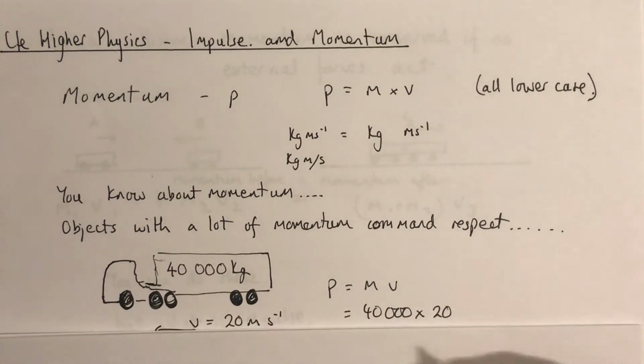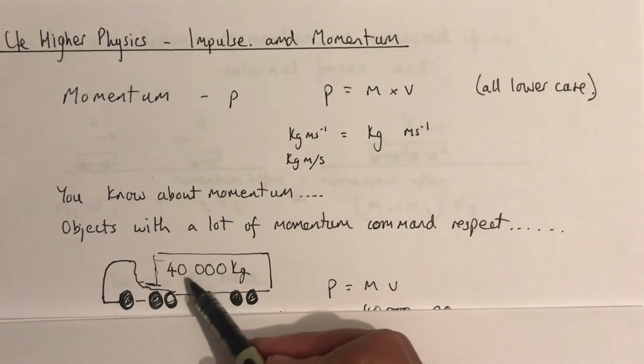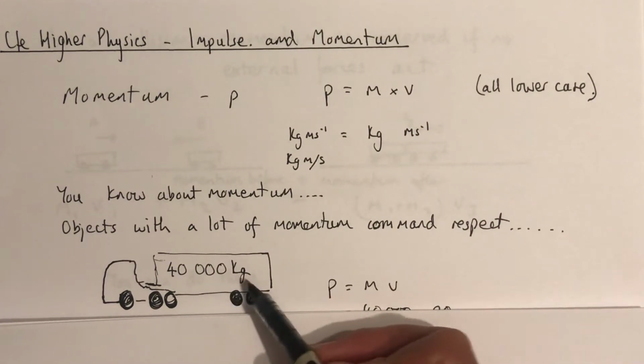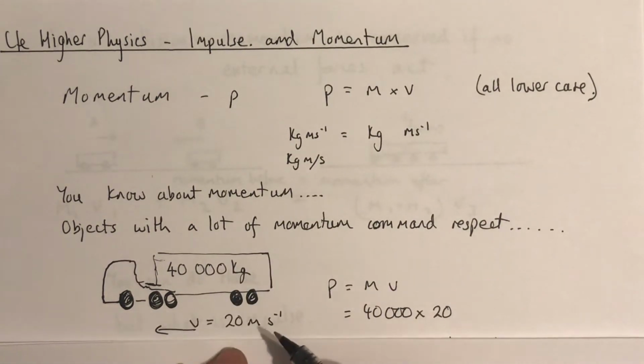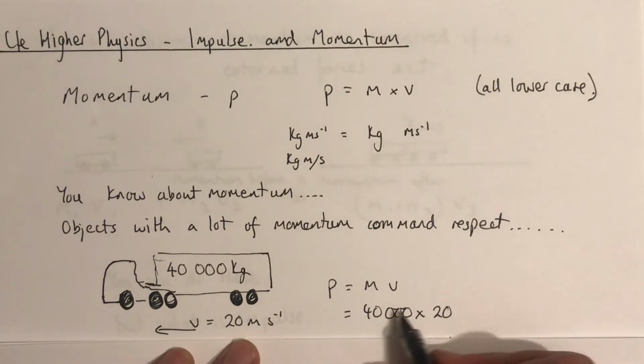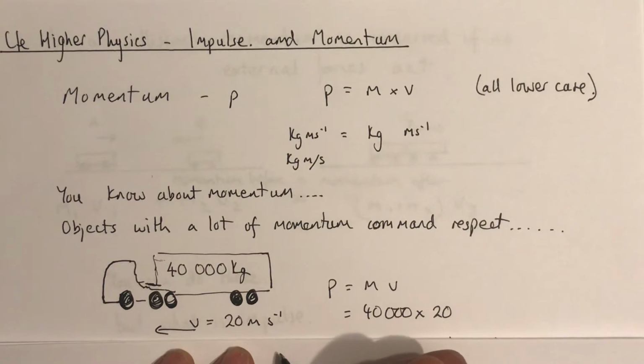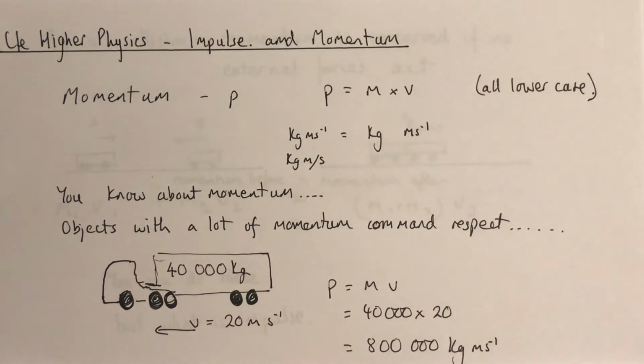In the UK, you can make lorries that are 40 metric tons, or 40,000 kilograms, and they're allowed to go at 60 miles an hour, approximately. So you can see, if you substitute into the equation, 60 miles per hour is about 20 meters per second. If you substitute in the equation, you get nearly 1,000,000 kilogram meters per second. That's a lot of momentum.